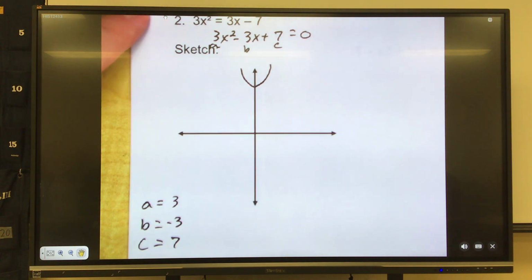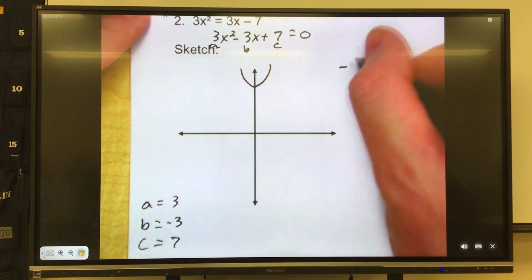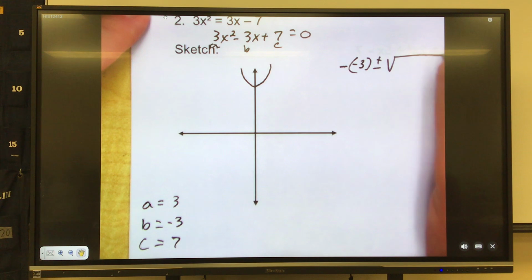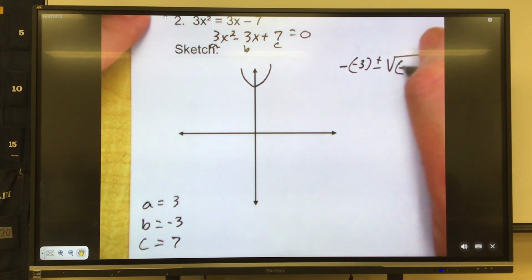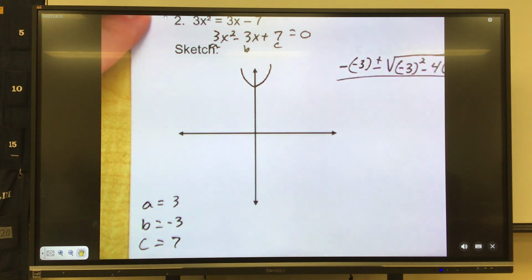All right, so I take those guys, plugging them into the quadratic formula, so it's minus B, which is a minus 3, plus or minus square root of B squared, so that's minus 3 squared, minus 4 times A, which is 3, times C, which is 7, all over 2 times A, which is 3.